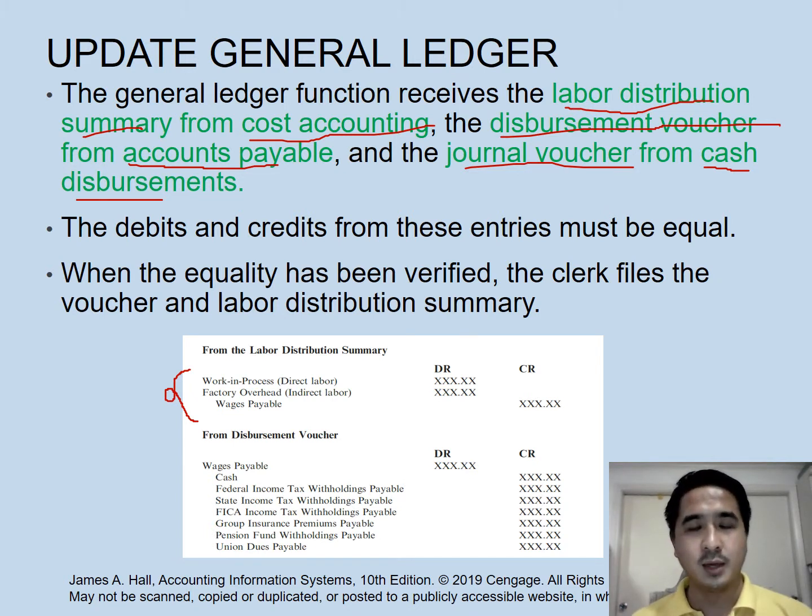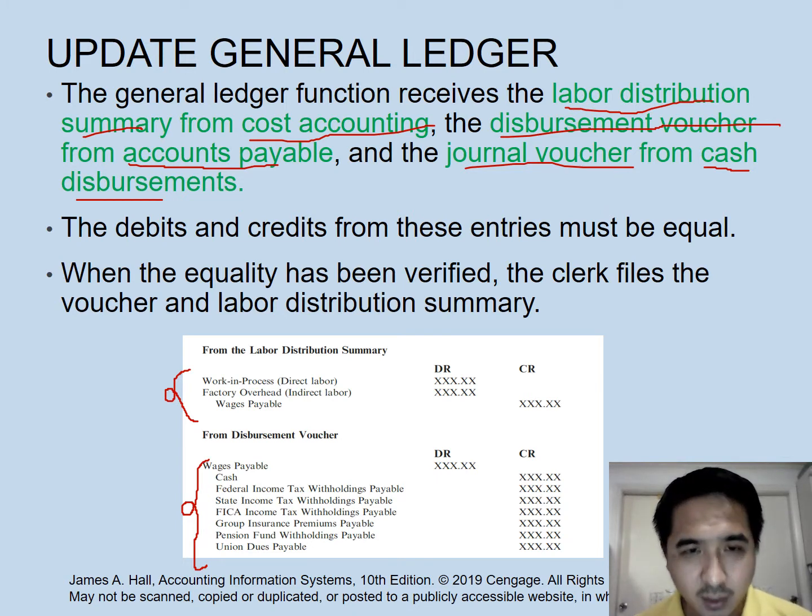Okay, and then the second entry is the wages payable, debit, credit, cash, and also the other payables, which are considered as payables because they are withheld and will be given to the respective entities like the government, the BIR, or the specific government agencies, even the union dues here.